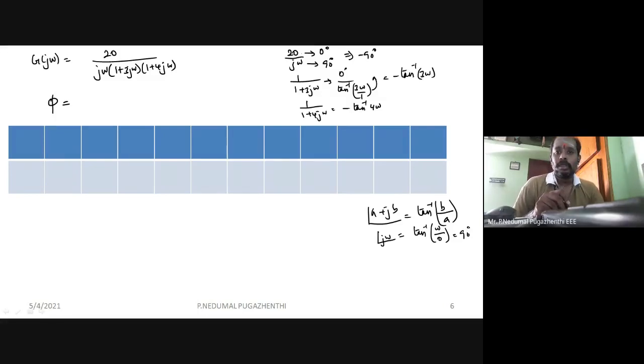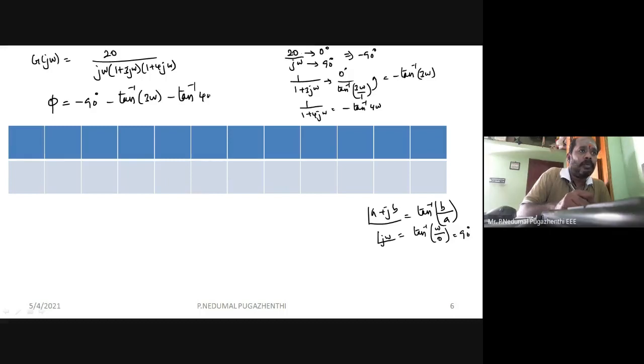Getting out the angular values. So what is my equation? My equation is I have to add all these angular values. So what I will get? Minus 90 minus tan inverse of 3 omega minus tan inverse of 4 omega. So I have to now choose different values of omega and find the corresponding angle value. Omega is in radians per second and the angle is in degrees.